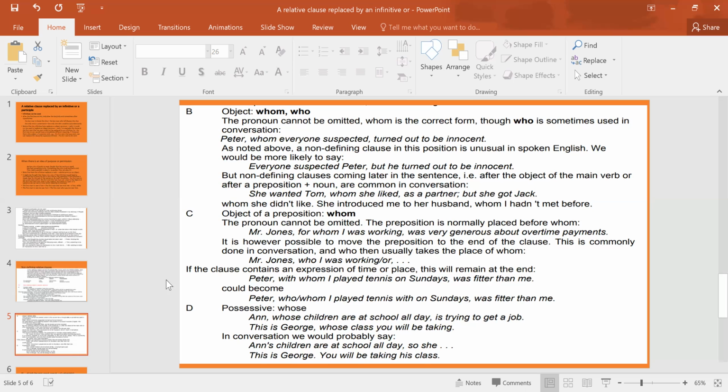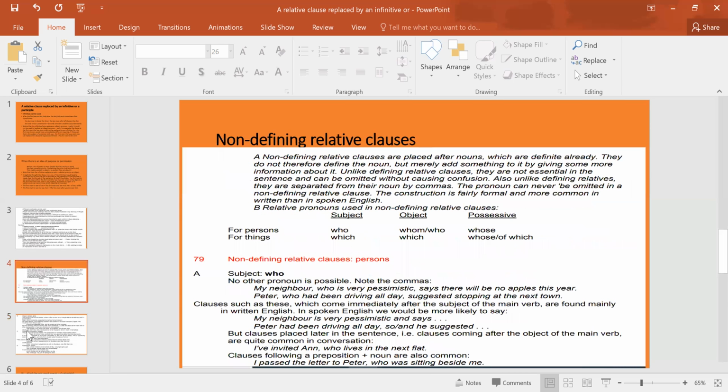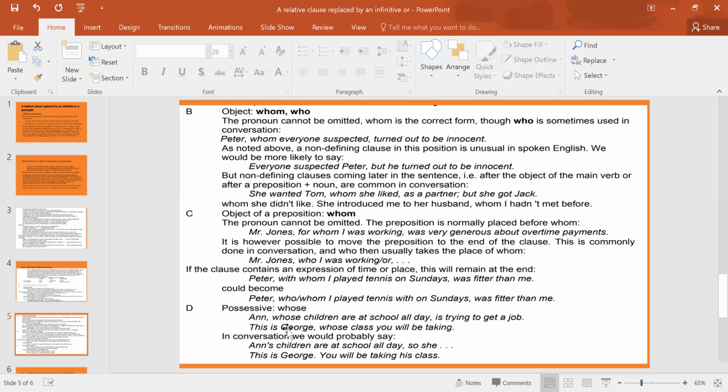Possessive whose. So here we are going towards possessive whose for persons. Anne, whose children are at school all day, is trying to get a job. So whose children, this is possessive, all right? And this is a non-defining relative clause which tells us something about Anne. This is George, whose class you will be taking. Again, this whose is a possessive for a person. This tells us something about George. In conversation, of course, we will say Anne's children are at school all day, so she is trying to get a job. This is George, you will be taking his class, etc.